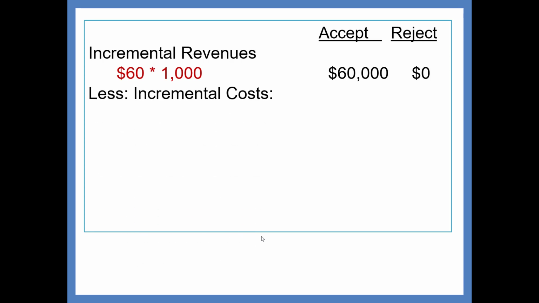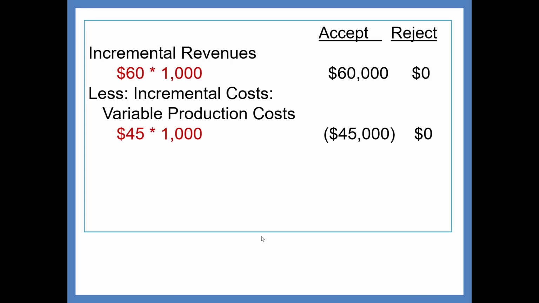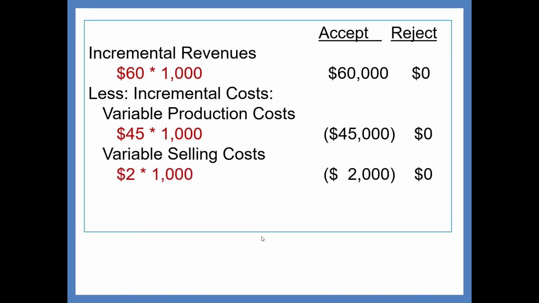Next, we'll look at the extra costs we will incur. Variable costs by nature will be incurred unless you're told something that leads you to believe they will not be incurred. The variable cost of producing these 1,000 units will be $45,000 if we accept the order, and zero extra cost if we reject the order. The variable selling costs are $2 per unit. We will incur $2,000 if we accept the order, and zero if we reject the order.